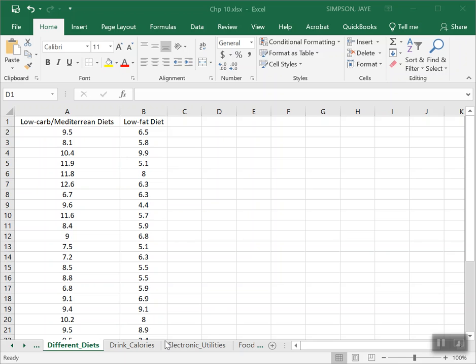Now let's do another one. So let's look, if you're still on page 339 in the textbook, let's look at question 19 called different diets. And you'll notice that I've moved my Excel spreadsheet around and I'm now on the different diets worksheet here.